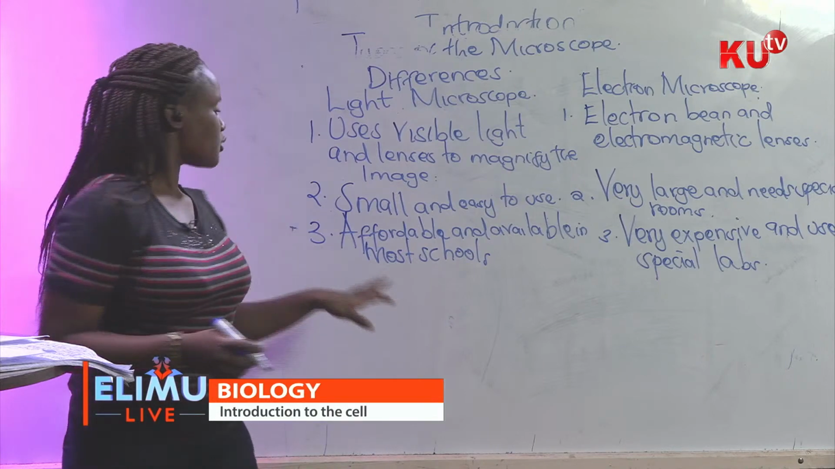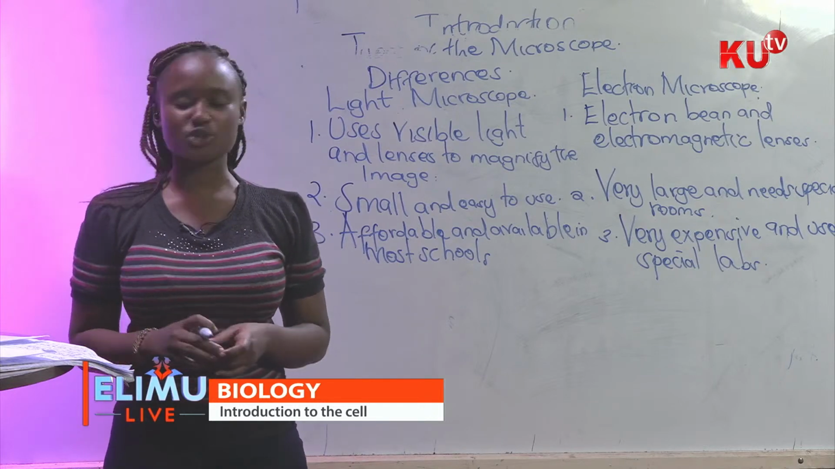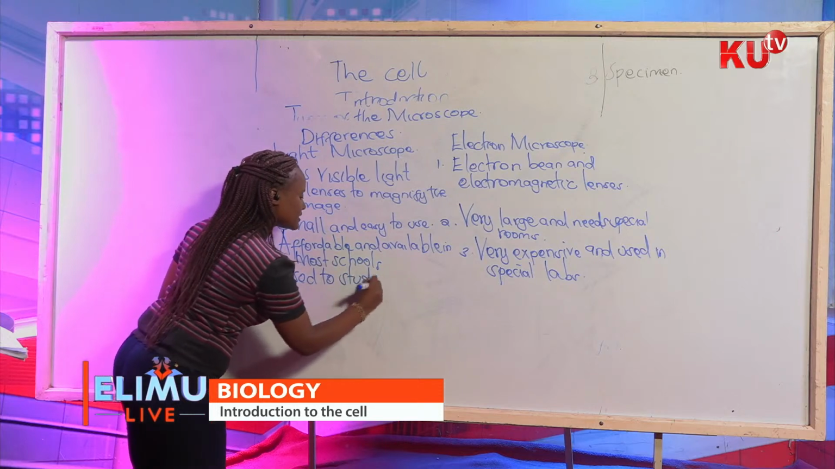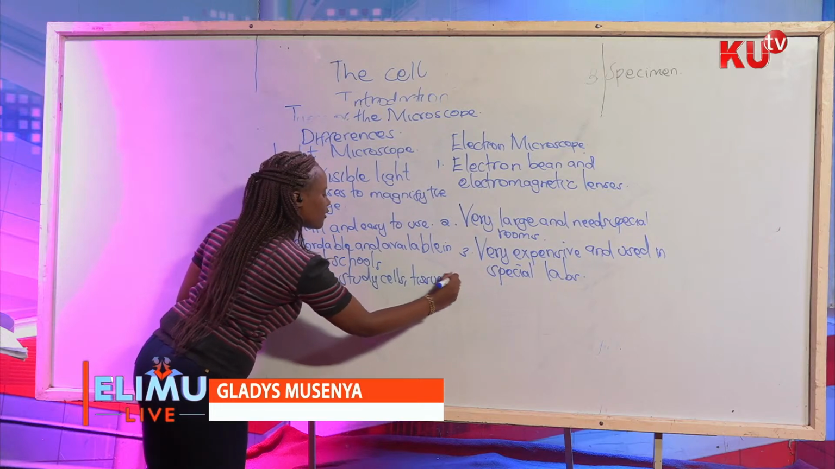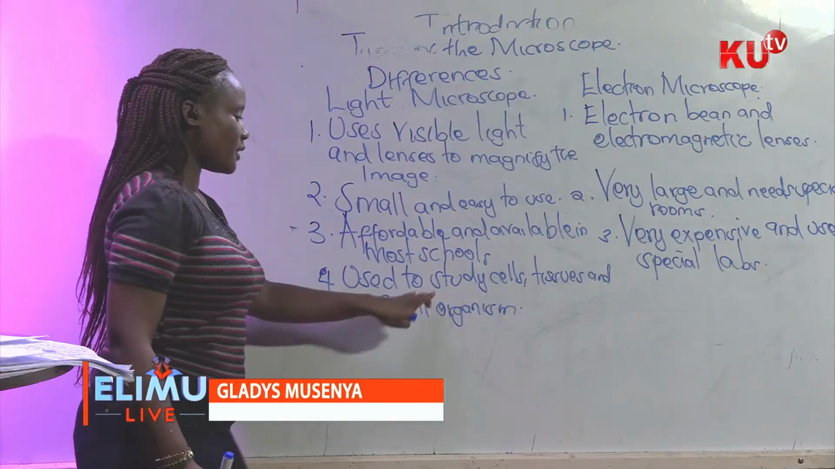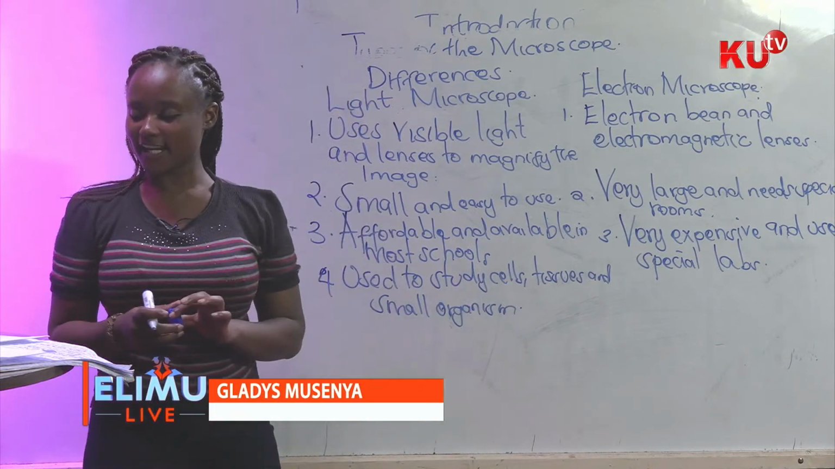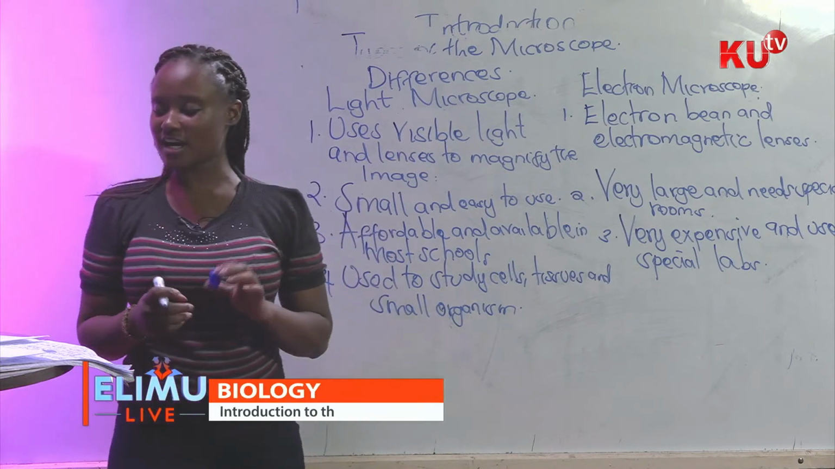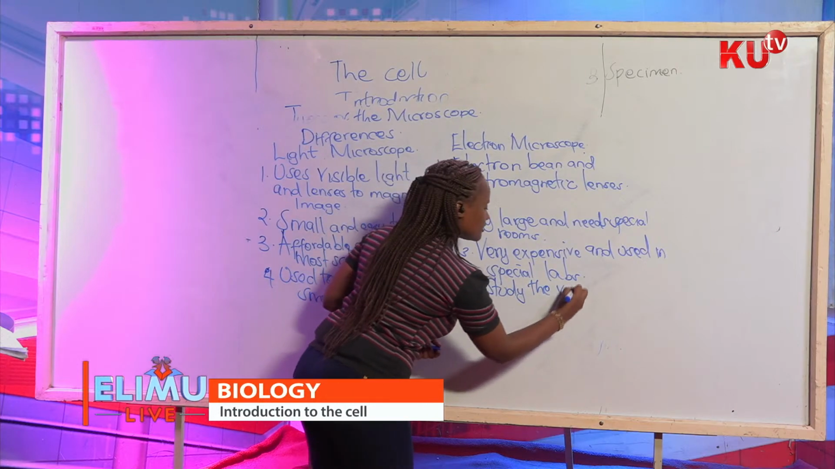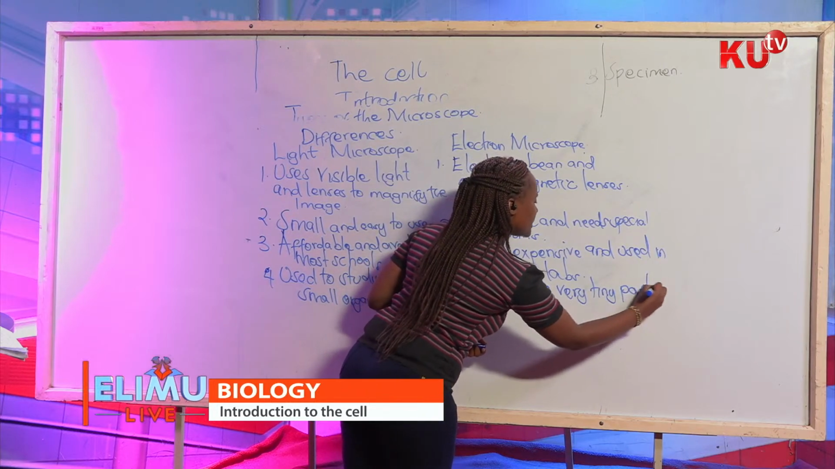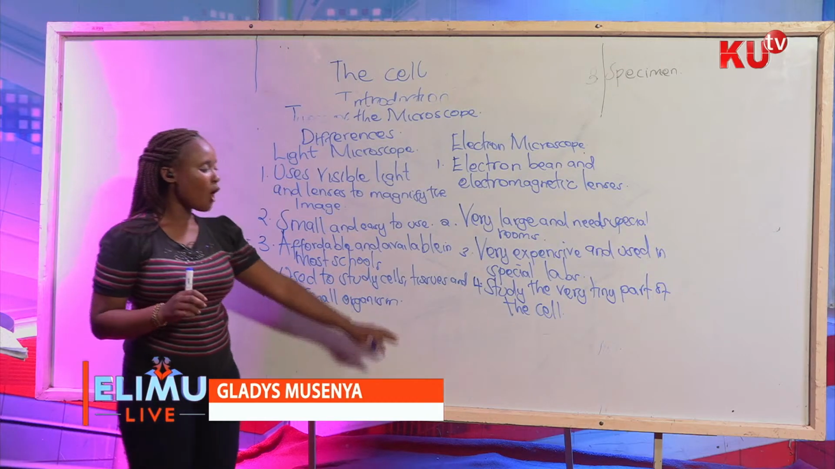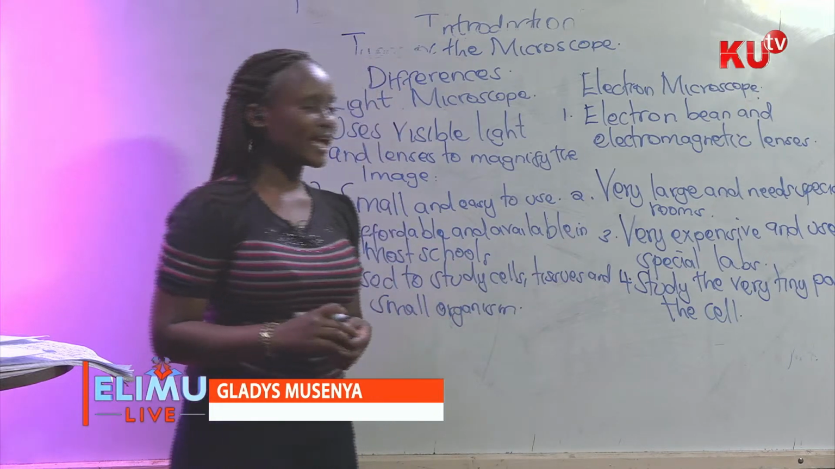And now we have the uses. The light microscope is used to study cells, tissues, and small organisms, while the electron microscope is used to study the very tiny parts of the cell.